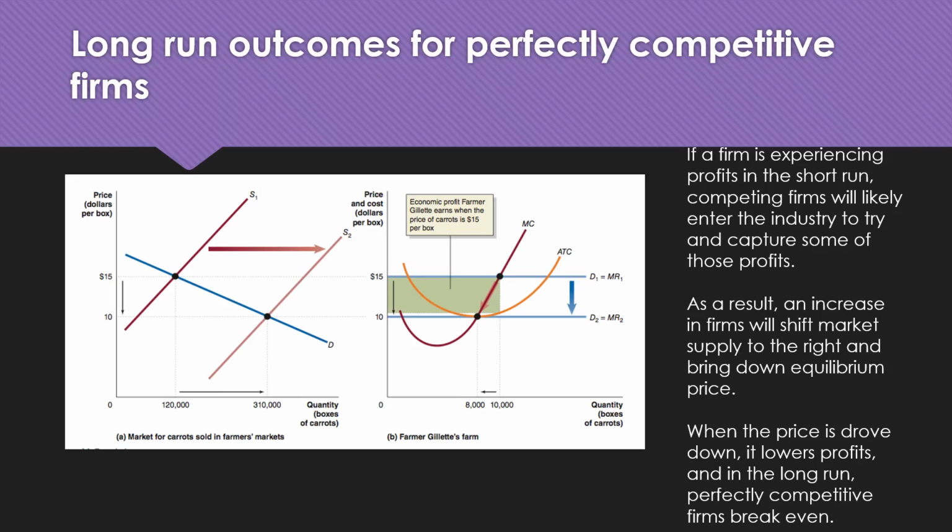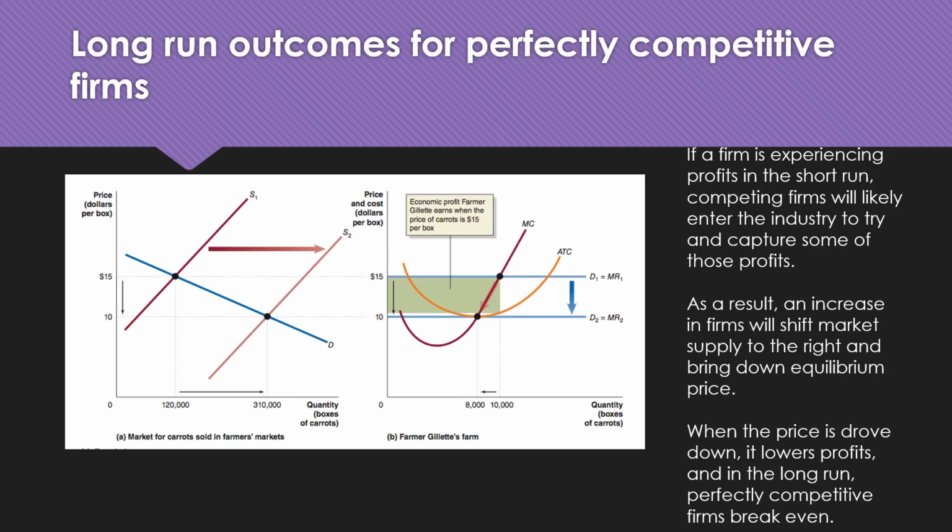Now, if you were operating under the situation where you were charging $15 for a box of carrots, your MR equals MC and your price equals MC at 10,000 units. And at 10,000 units, average total cost is, say, $10.50. So you're making $4.50 a unit times 10,000 units. That is a very, very healthy profit of about $45,000. I'll take that business. And that's for one farmer, Farmer Gillette.